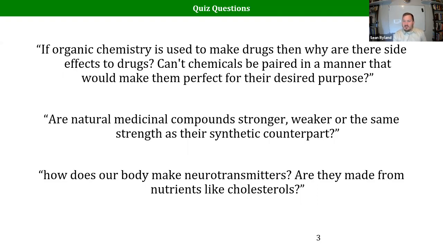You can't actually eat anything natural that's going to have that high concentration of tryptophan to really notice a difference there.